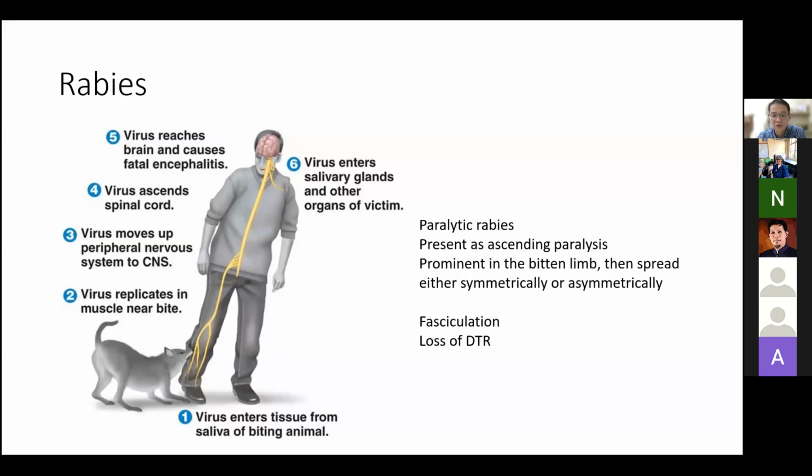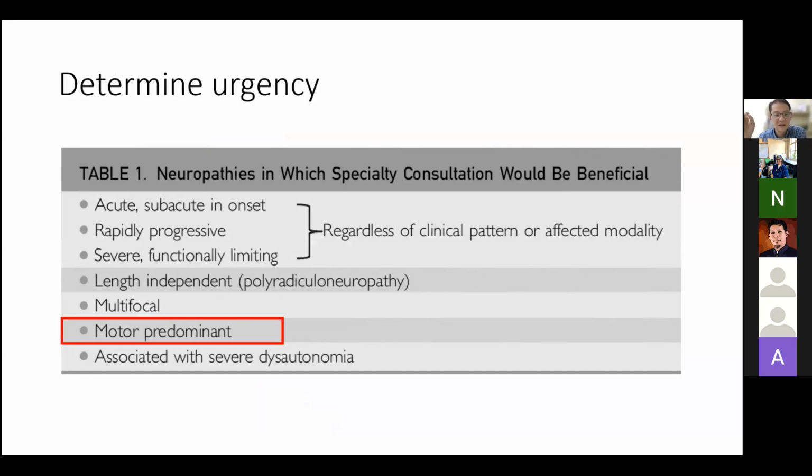Something that you might want to ask in the history in detail, simply because some of the patients might have had a rabies bite, dog bite, probably 5 years or 10 years before that, where the manifestation is very much delayed. It is not something that has to be a recent dog bite. No, it can be a long history back many years ago, right? So again, motor predominant cases need specialist consultation.